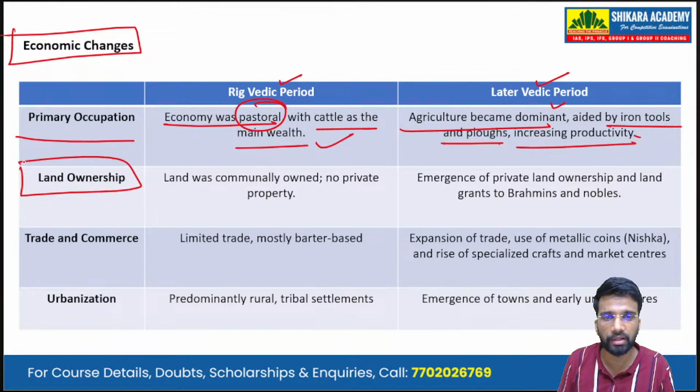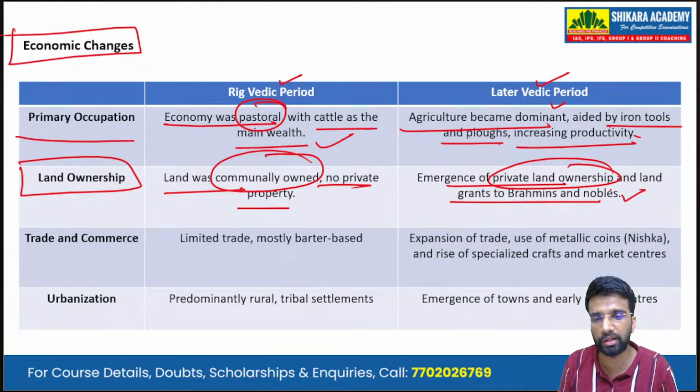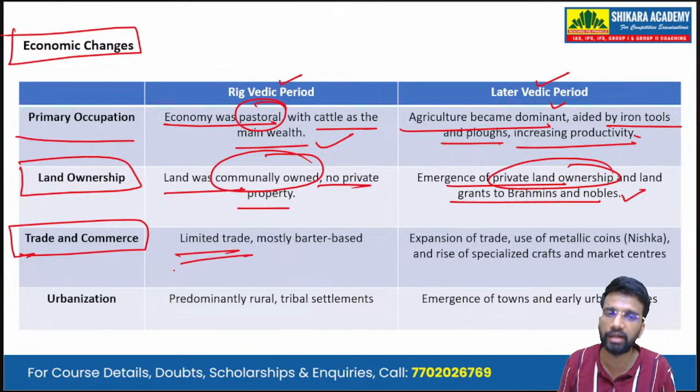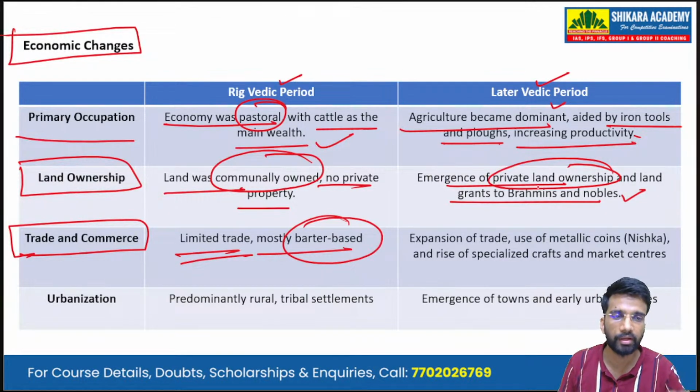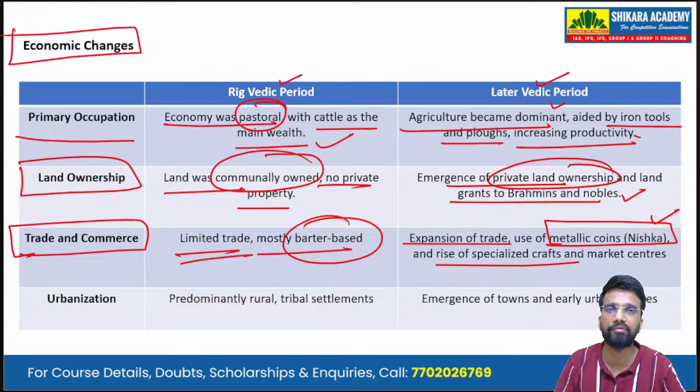Then land ownership: in the Rig Vedic period, land was communally owned and there was no private property. In the later Vedic period, there was the emergence of private land ownership and land grants to Brahmins as well as nobles. Then trade and practice: there was limited trade in the Rig Vedic period and it was mostly barter system based. In the later Vedic period, there was expansion of trade. There was use of metallic coins called Nishka and the rise of specialized crafts and market centers.